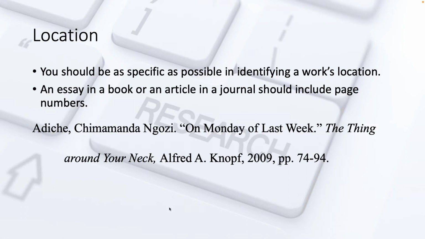This doesn't always apply either. If you have page numbers in a source, like this one, an article contained in the book The Thing Around Your Neck, published by Alfred A. Knopf, which is a publishing company, in 2009, and this part here, "Monday of Last Week," can be found on pages 74 to 94. This only happens if you have a source that has page numbers. They don't all. A lot of electronic sources do not have page numbers. So at that point, you skip it.